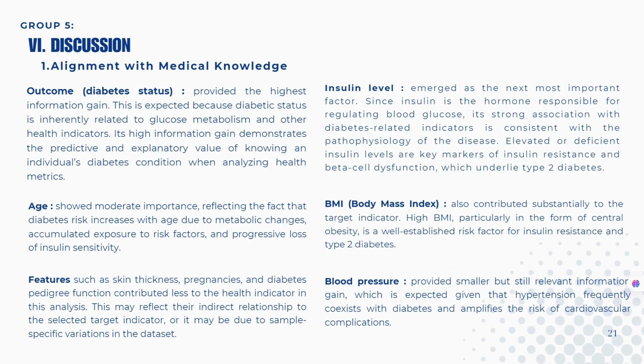So, as we discussed earlier, our results pretty much align with medical knowledge. The outcome provided the highest information gain, which is expected because diabetes status is inherently related to glucose metabolism and other health indicators, and glucose metabolism is directly controlled by insulin, the hormone in our body that regulates blood glucose. And the insulin level is a really strong indicator that is consistent with the pathophysiology of the disease. Elevated or deficient insulin levels are directly linked to insulin resistance and beta cell dysfunction, which underlie type 2 diabetes. Other factors also line up very well with our medical understanding, as we can see in the slide.